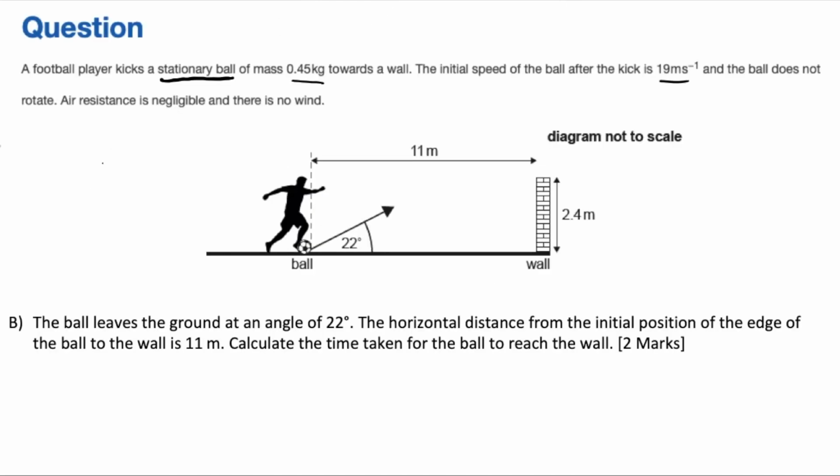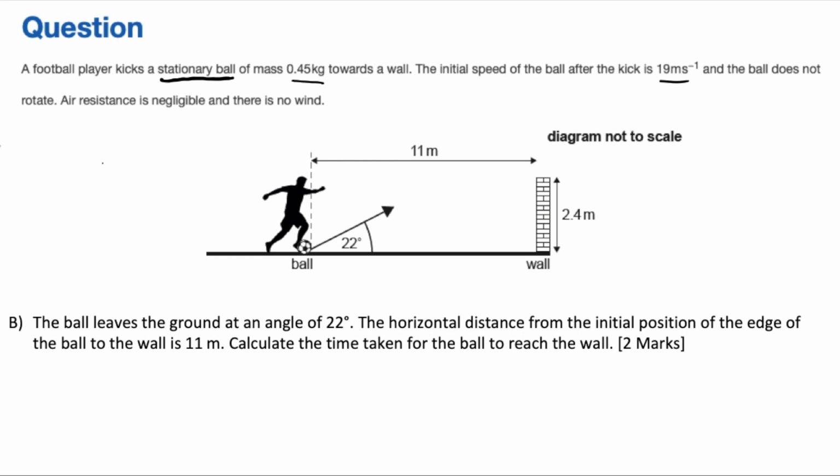Okay, let's look at part B. The ball leaves the ground at an angle of 22 degrees. The horizontal distance from the initial position of the ball to the wall is 11 meters. Calculate the time taken for the ball to reach the wall. And this again goes for 2 marks. So what do we do here?